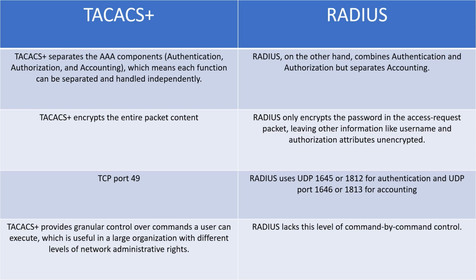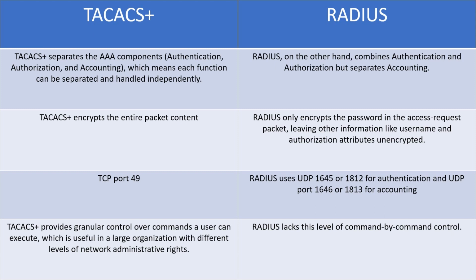And on layer 4, TACACS uses TCP port number 49, and RADIUS uses the UDP protocol for all of its communication, and it uses different UDP ports for authentication, authorization, and accounting, as you can see here.